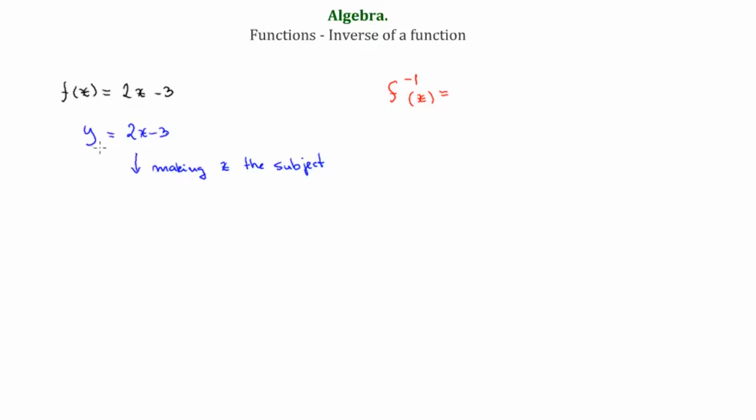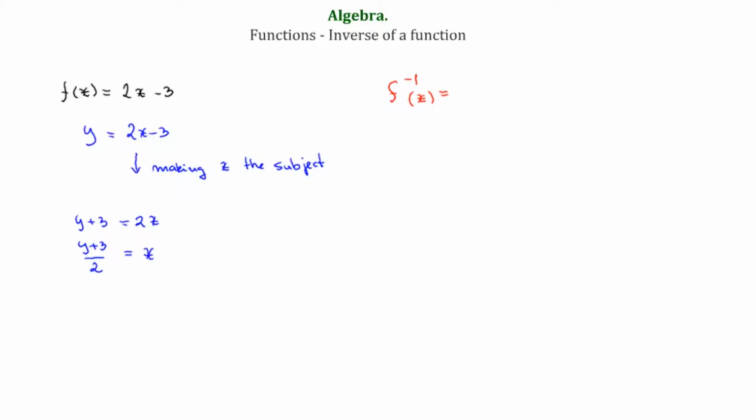If 2x minus 3 is equal to y, that means that 2x is equal to y plus 3. And if 2x is equal to y plus 3, then x will be equal to y plus 3 divided by 2, which we write as y plus 3 over 2. What we have obtained is an identity where now x is the subject. We've basically retraced our steps to making x the subject. What we have obtained therefore is the inverse of the function f.